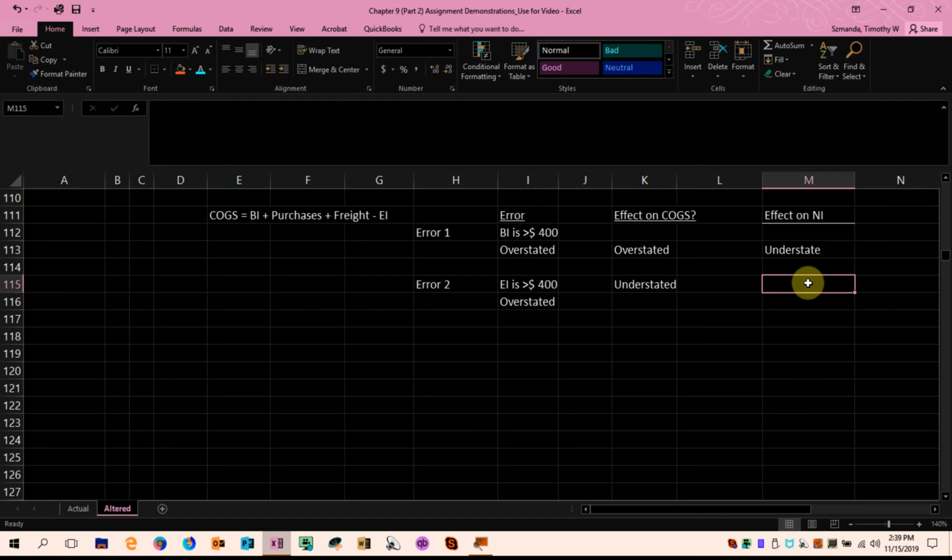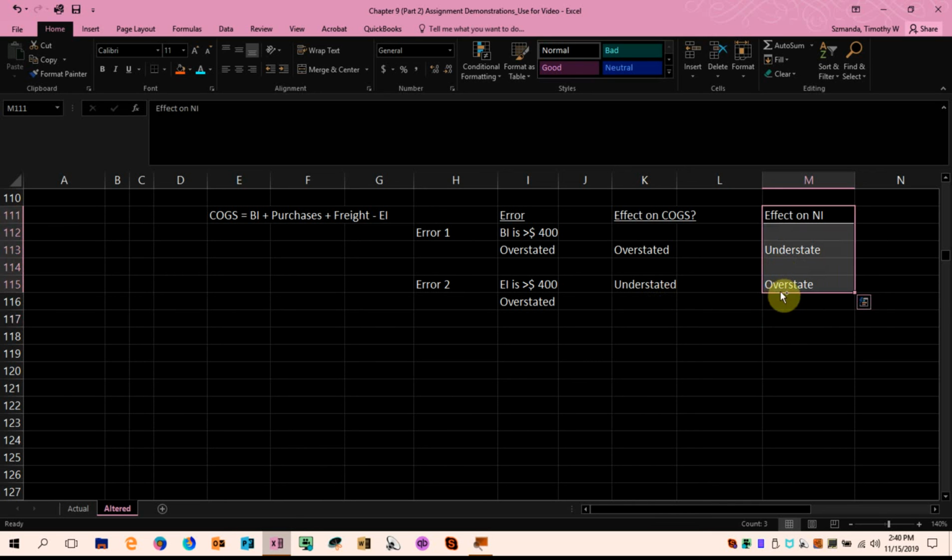Now let's look at the next change. Ending inventory is overstated by $400. Well, as we said, if ending inventory is overstated by $400, cost of goods sold is understated. So what happens when we understate a cost on net income? We will overstate net income, right? Because we haven't included enough expenses. We didn't bring over enough cost of goods sold to the income statement. If it didn't cost our income enough, then we're going to overstate net income.